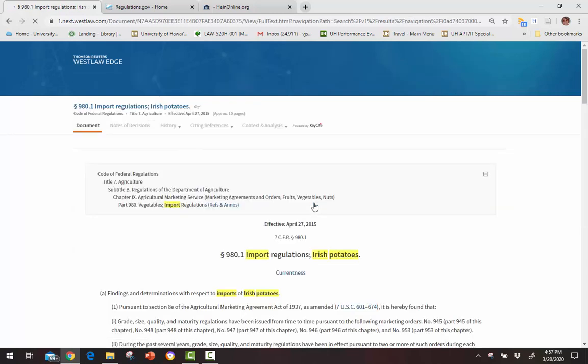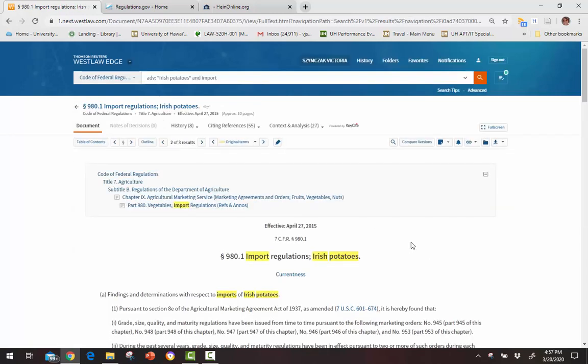All right, so I'm going to open up the regulation, and like what I mentioned with the Hawaii regulations, I like it because I can see where I am. I'm in Title 7, Subtitle B, Chapter 9, and Part 980, because the CFR is organized by titles and then parts and then sections. That's a little different than some other citations that you've done. Here it's Part 980, but like the Hawaii Revised Statutes, it's also the section number. Your citation combines the part and the section together.